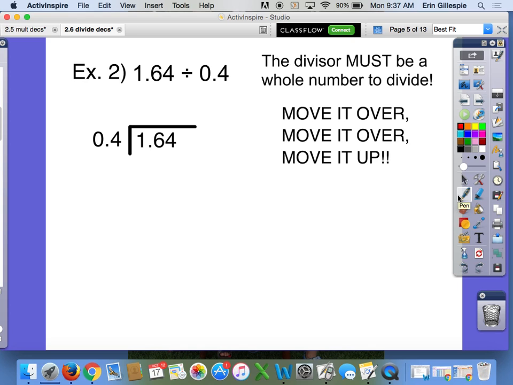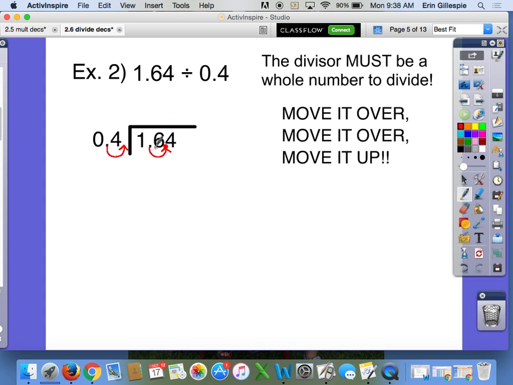So if your number is not a whole number for the divisor, you're going to move that decimal until it now is a whole number. For this problem, that means I only need to move it 1 to the right, so move it over. Whatever I do to the divisor, I need to do the same thing to the dividend. So since I moved the decimal 1 to the right, I need to move this one to the right. That's the second move it over.